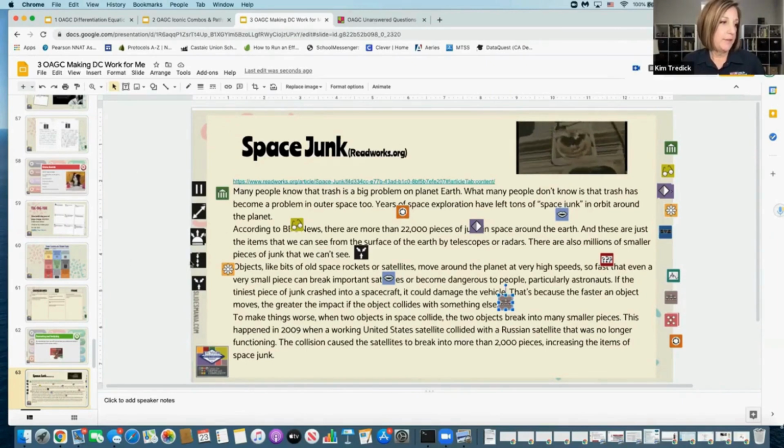Contribution. Okay. This whole section really is about the contribution. It is about patterns. Okay. Now, to make things worse, when two objects in space collide, the two objects break into smaller pieces. Somebody had origin here.